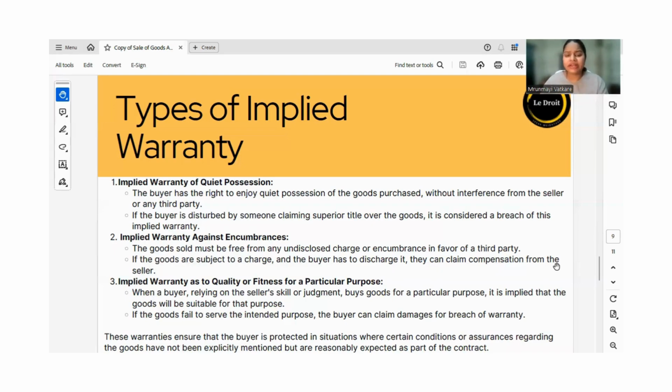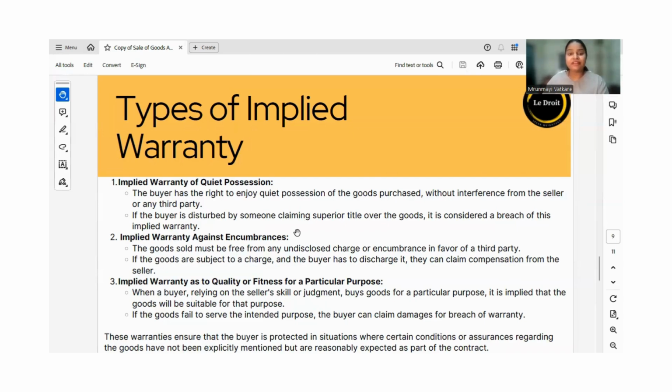Then comes quality and fitness for a particular purpose. Again, just like how we have conditions, there is an implied warranty only. But in this case, you only can claim damages and not repudiation of the contract. You cannot cancel the contract or repudiate the contract.